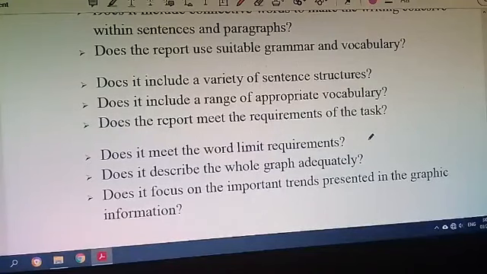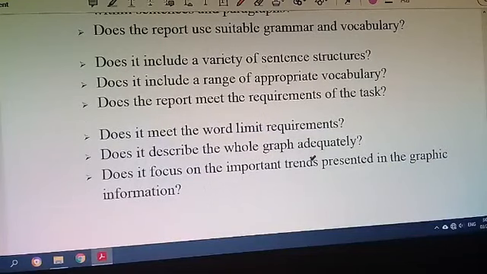try to write or complete it within 150-160 words. Don't write 250 or 300 words. Don't make it a composition. So it is important. Does it meet the word limit requirements? Don't exceed 170 words. Write it within 170 words. Try to write it.